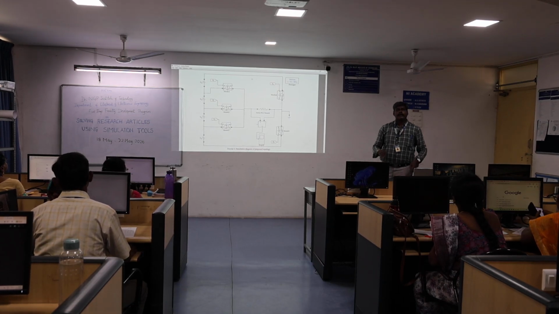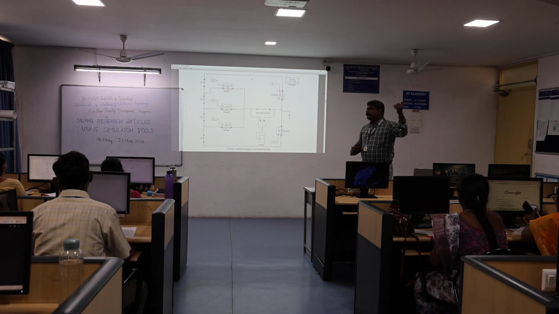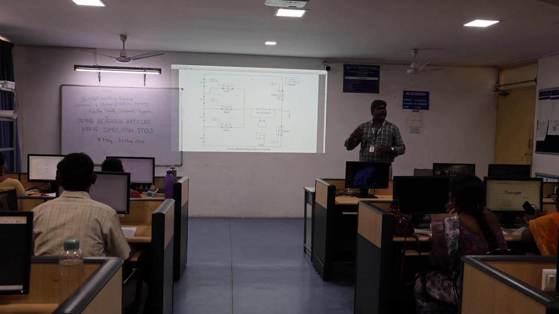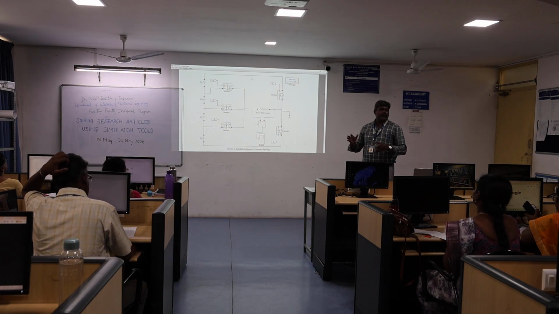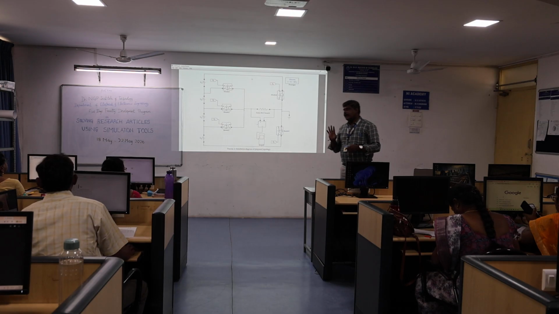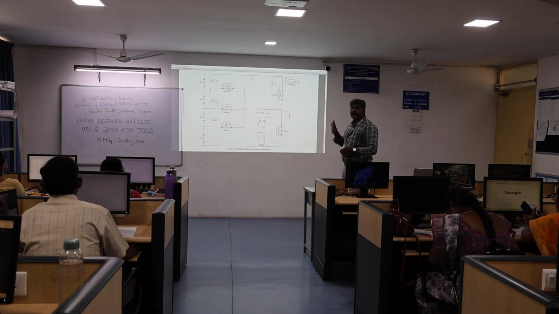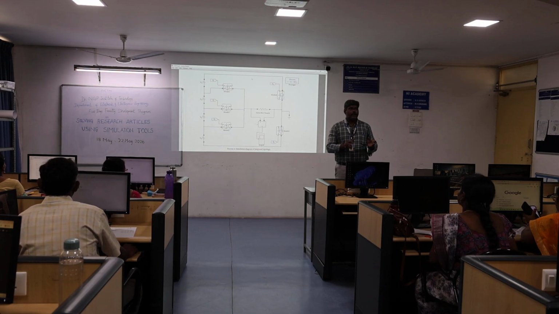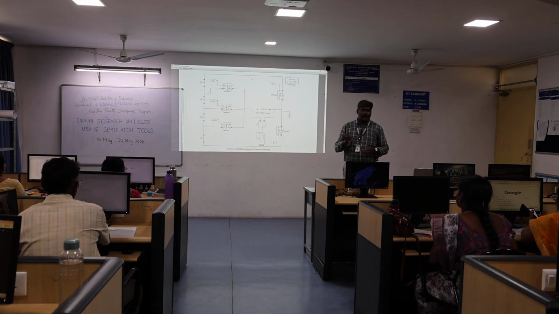So totally, you have a positive VDC and then 2 VDC, 3 VDC, then again 0 level and minus VDC, then minus 2 VDC and minus 3 VDC. Then your level is 7 level. So this is the working of this proposed multi-level inverter, right? So we have a different configuration of multi-level inverter.